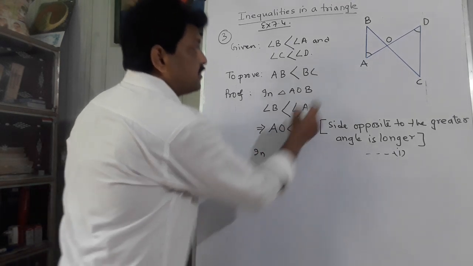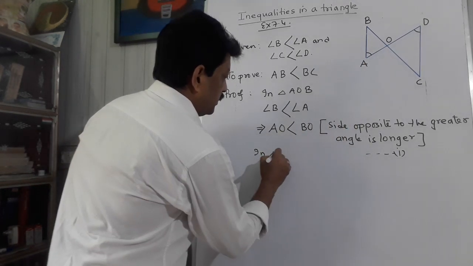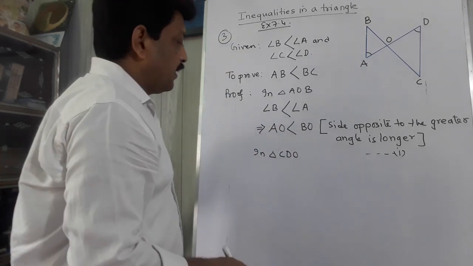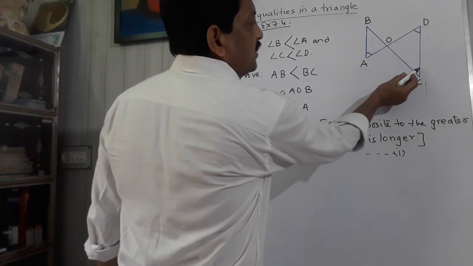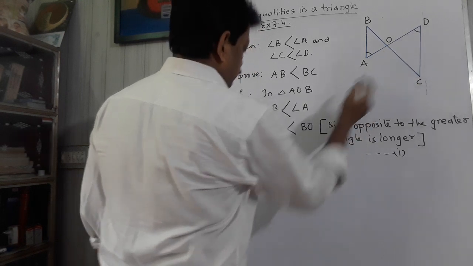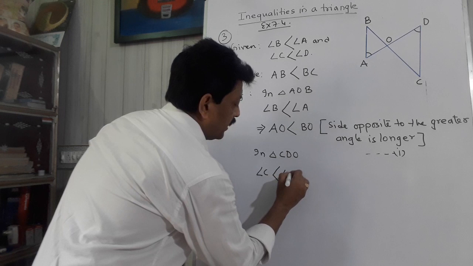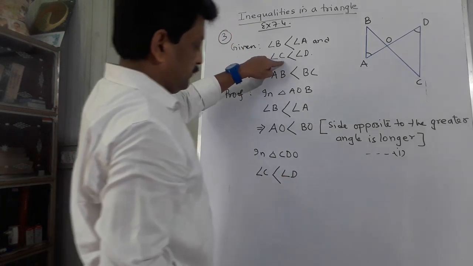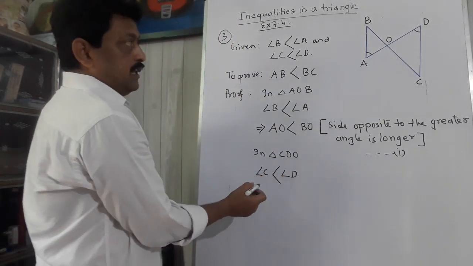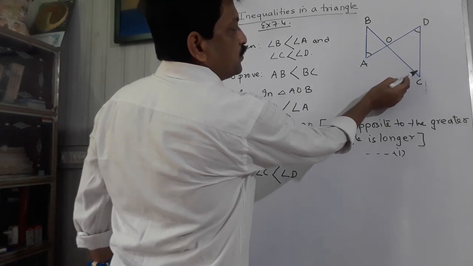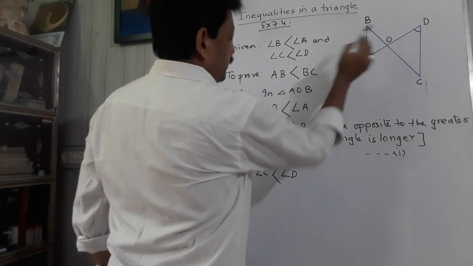Now let us take the second triangle CDO. In triangle CDO or COD, it is given that angle C is less than angle D. It is given in the question. Now if angle C is less, then side opposite to angle C is OD.